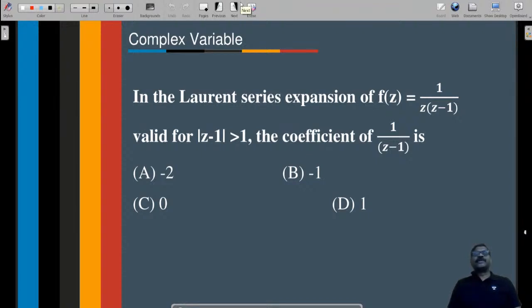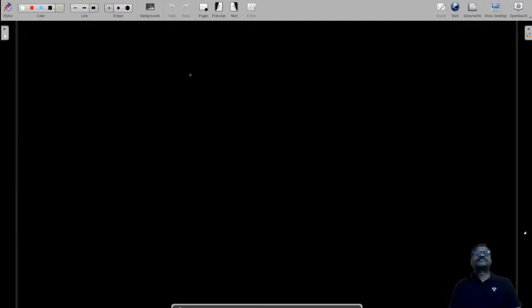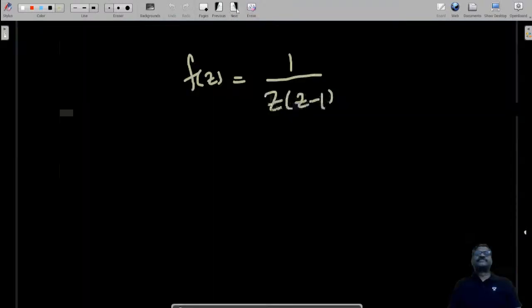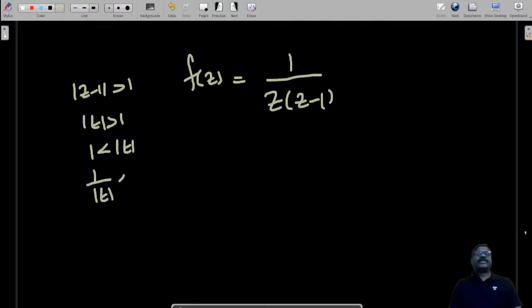In the Laurent series expansion of f(z) = 1 by z(z minus 1), valid for mod z minus 1 greater than 1, what is the coefficient of 1 by (z minus 1)? Since mod z minus 1 is greater than 1, let mod t greater than 1, that is 1 less than mod t, so 1 by mod t is less than 1. You have to convert in terms of t.